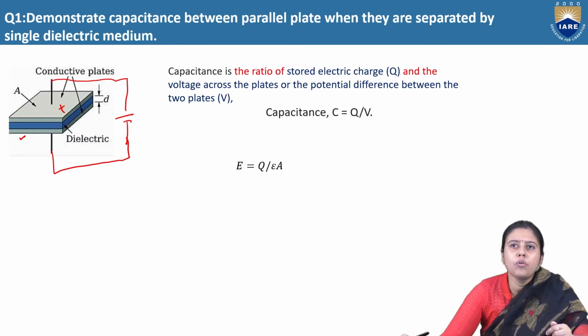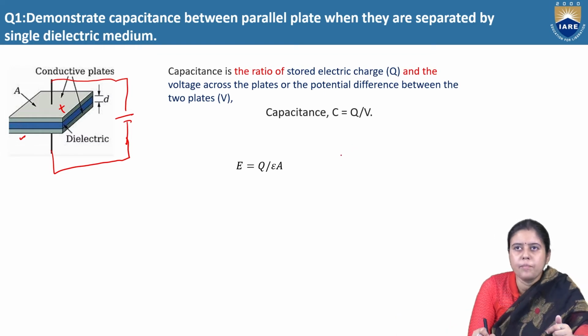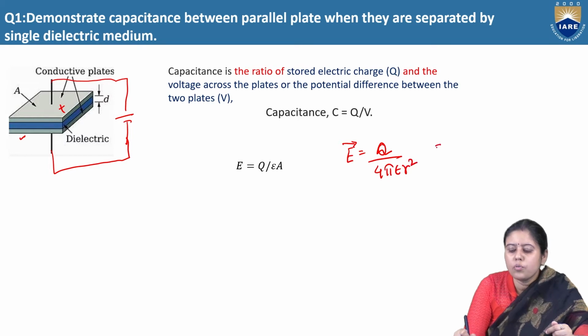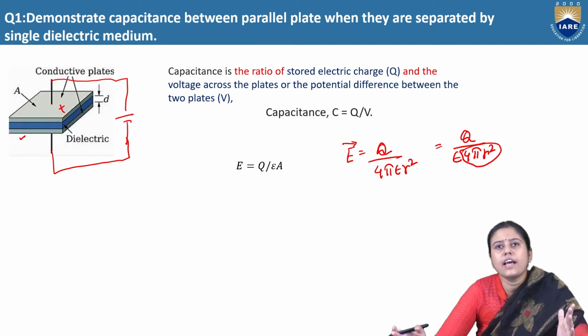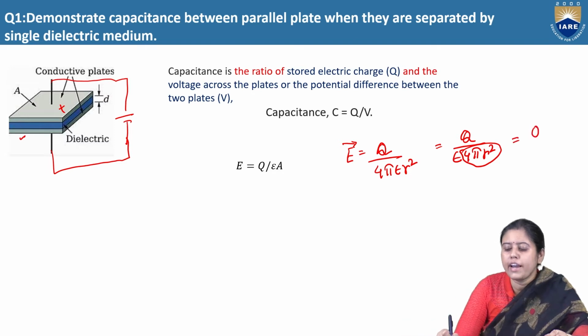So, already we know that E is equal to Q by epsilon A. Now, you may ask how this equation comes. According to the definition of intensity, E is equal to Q by 4 pi epsilon R square. So, we can write Q by epsilon 4 pi R square. Now, what is 4 pi R square? If we take the surface as a spherical one, this is the surface area of a sphere. So, we can write Q by epsilon into A.